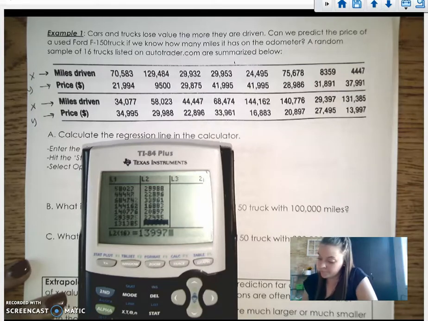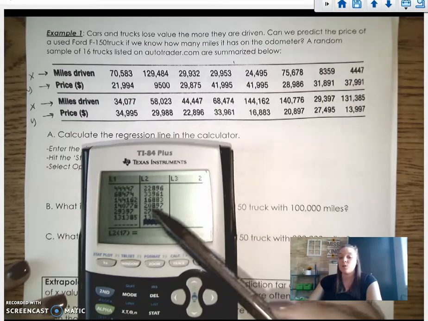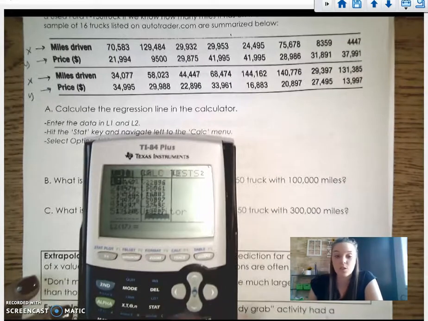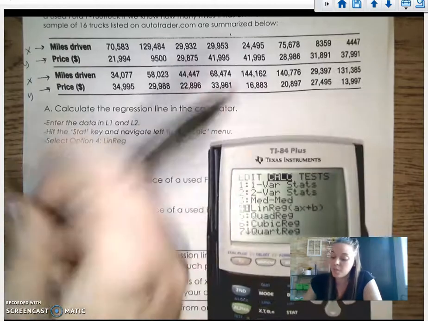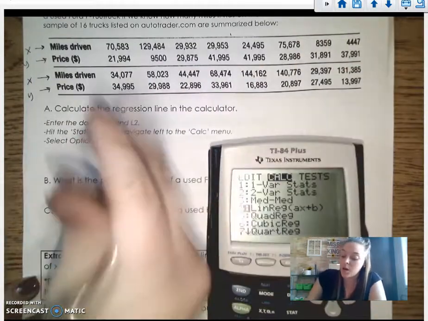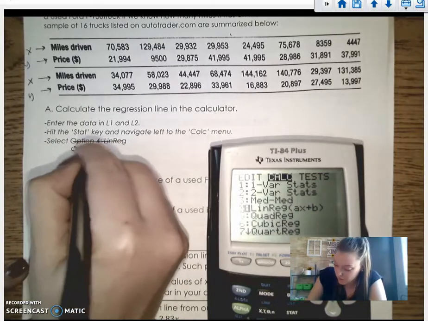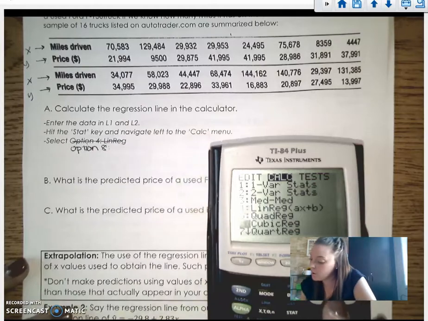Okay, finally done. Alright, you should have an equal amount of numbers in L1 and L2, 16 in each, and now you can calculate the linear regression line. To do this, you're going to go stat, go over to calculate, and we're actually going to use number 8. On your paper, it says to use option number 4. I want you to change that to option number 8. We're always going to use option number 8.